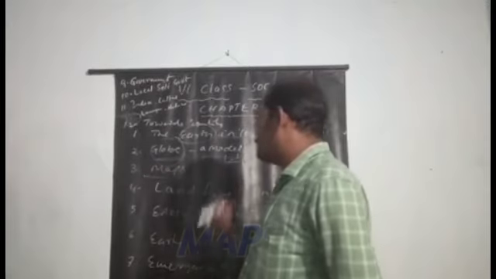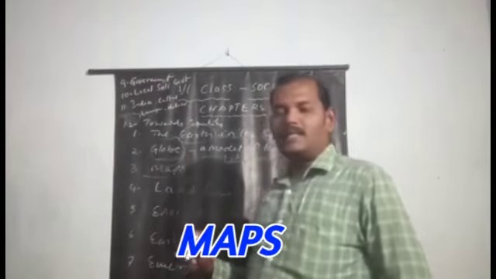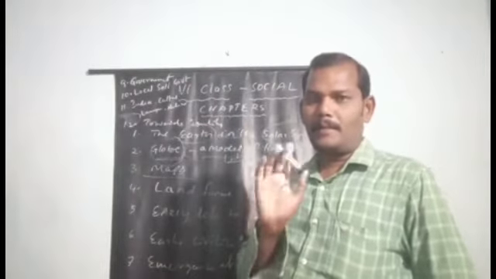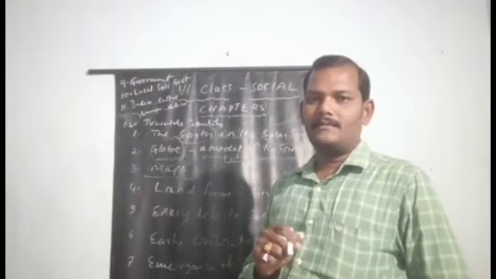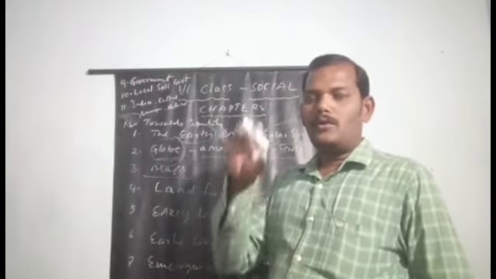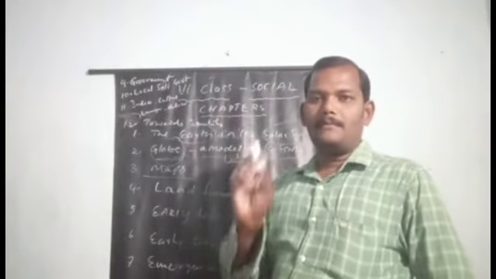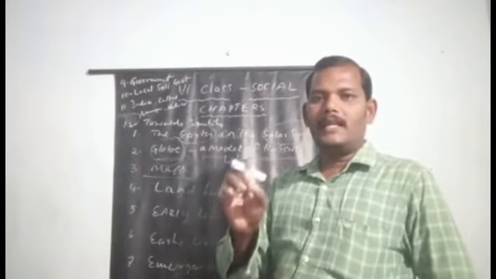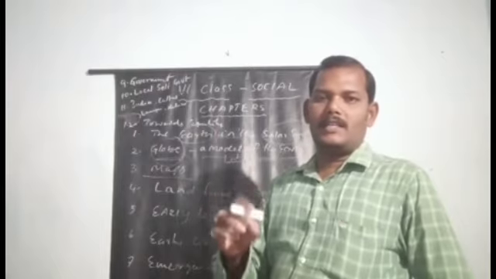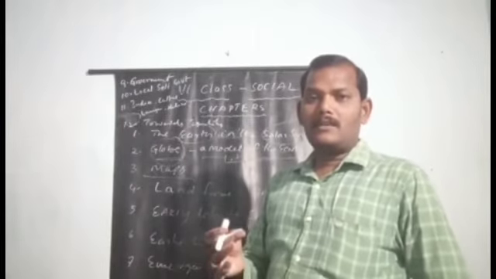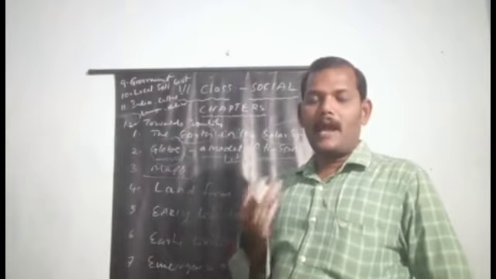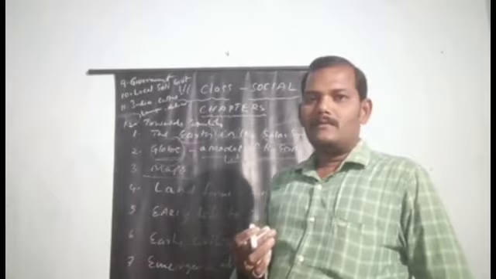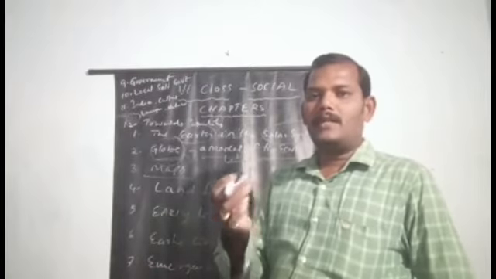And next one, maps. Map means it is the representation of the flat surface of the earth. So these maps, how can we read the map? Take example, we can read the textbook, we learn the language, either Telugu or English or Hindi or any language. Like here also, how can we read the map? How can we understand the map? That we learn in this lesson.